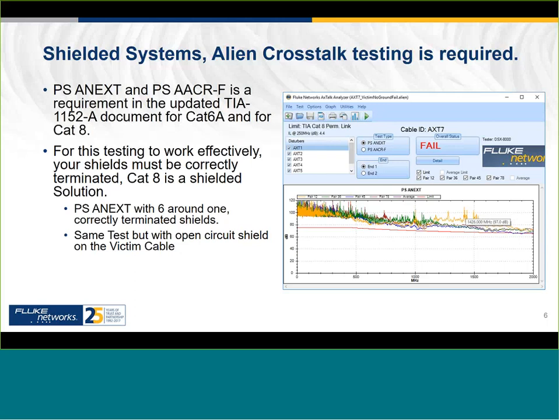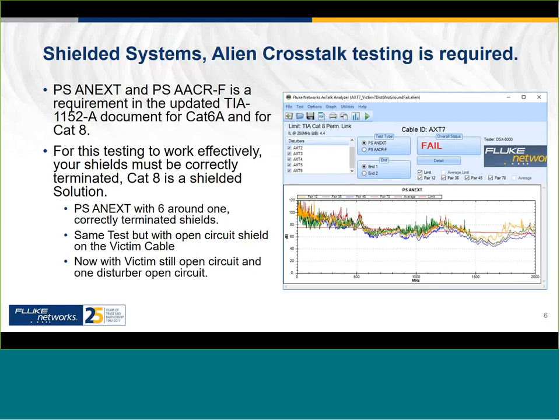So what we then did in our lab is further disable some shielding, and not only have we disabled the shield on the victim circuit, victim link, we've also opened or poorly terminated the shield on one of the disturber links. And as you can see here, the measurement result has markedly deteriorated. And this is still for shielded cable. This is category 8 shielded cable.